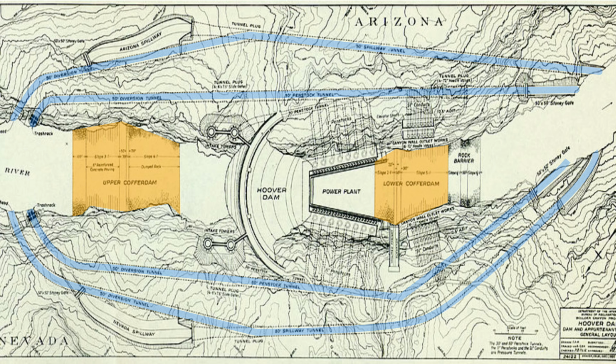Cofferdams are enclosures made in a body of water where water can be pumped out of the enclosed area. If you watched my video on how the Brooklyn Bridge was built, you might be wondering how a cofferdam is different from a caisson. The main difference is a cofferdam is a temporary structure that's removed after construction, while a caisson is a permanent structure. If you haven't seen the video, check out the card in the top right or link in the description.